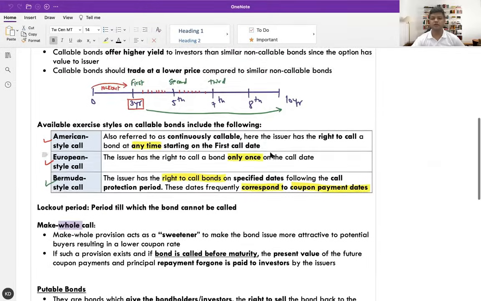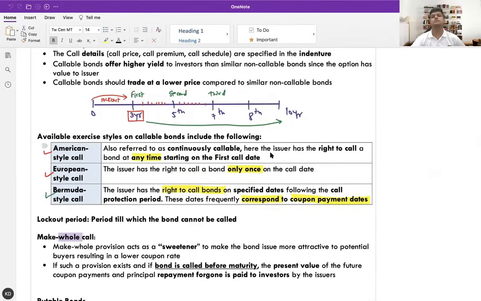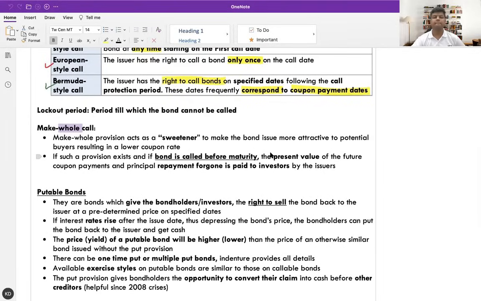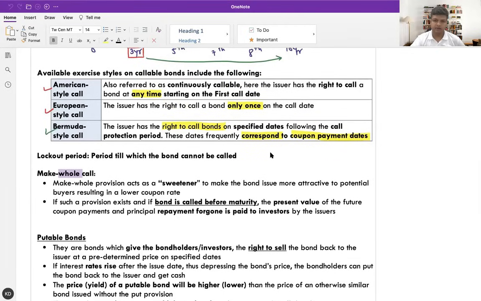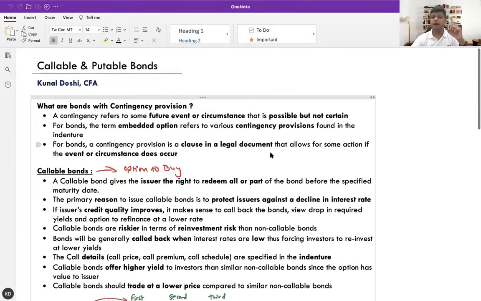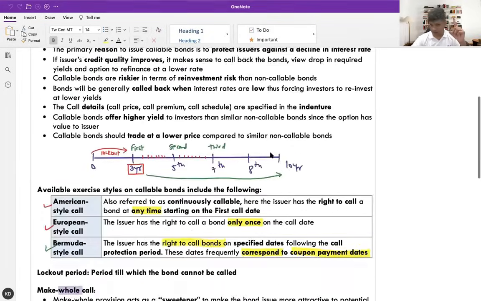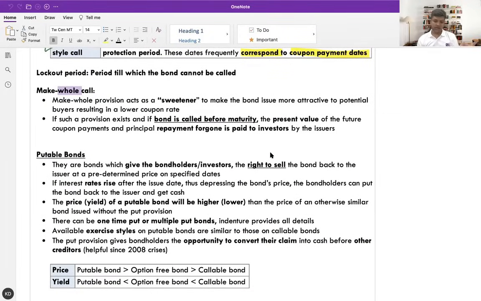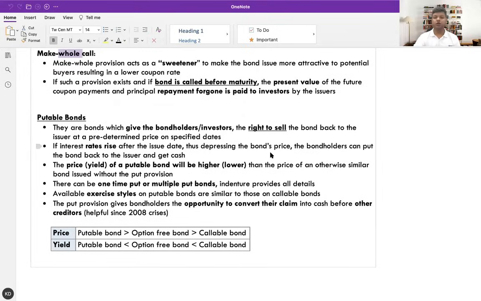Everyone, make whole call provision. Any doubts, anyone? No? Everyone cleared? Yes. That's a callable bond. Remember, call is an option to buy back the bond. Who has this option? The issuer or the investor? Sure. The issuer. Contrary to this, there are puttable bonds.